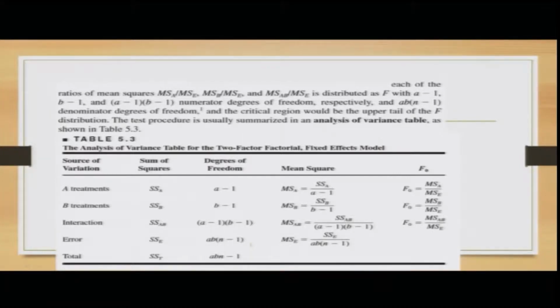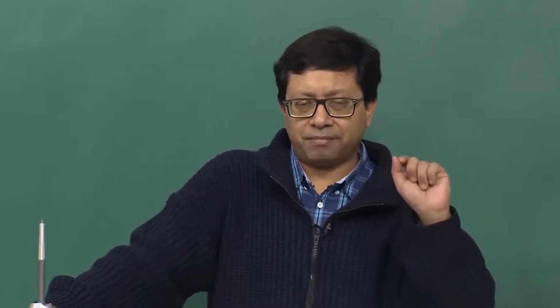The test procedure is usually summarized in an analysis of variance chart, as shown in table 5.3. I will just explain what those are. The sources of variation are given in the first column. Here you would have, first, due to factor A or treatment A; second, due to factor B; third, the interaction, that is A into B; the fourth one is the errors; and the fifth one would be the sum.